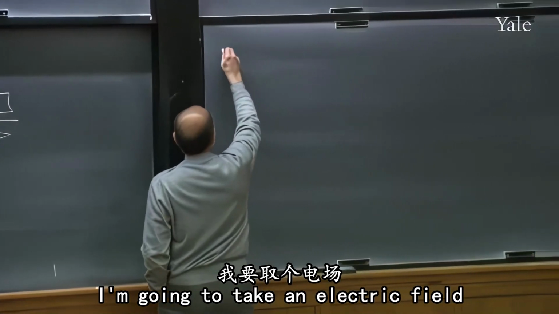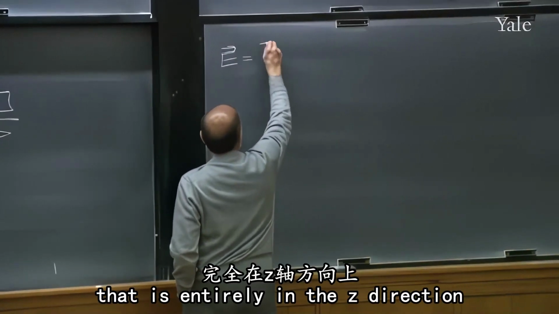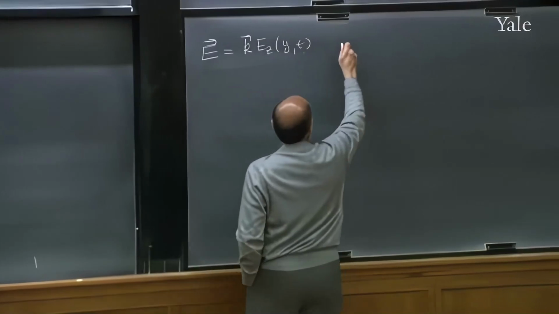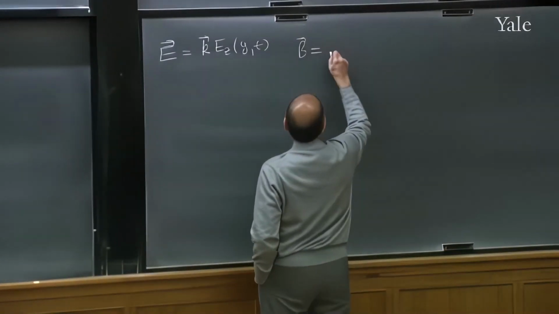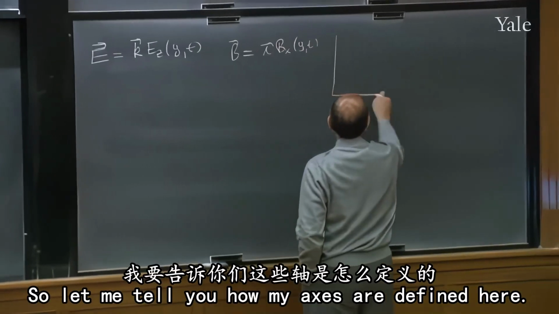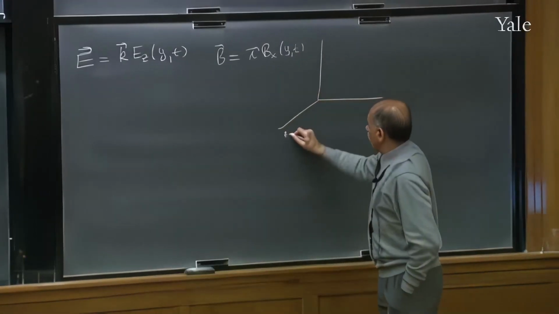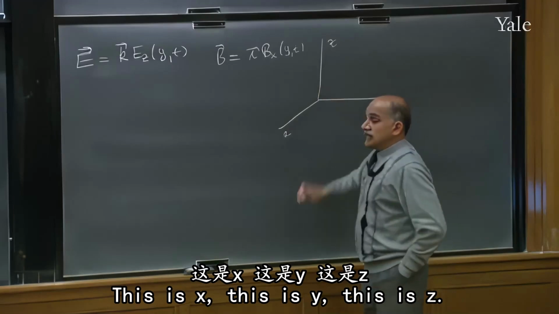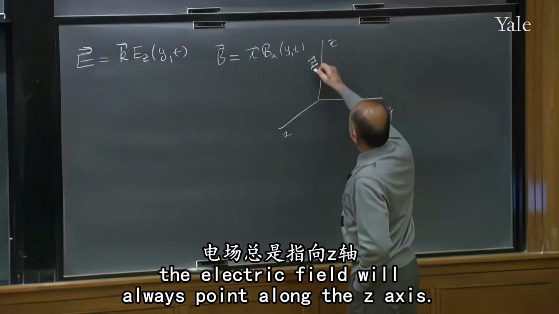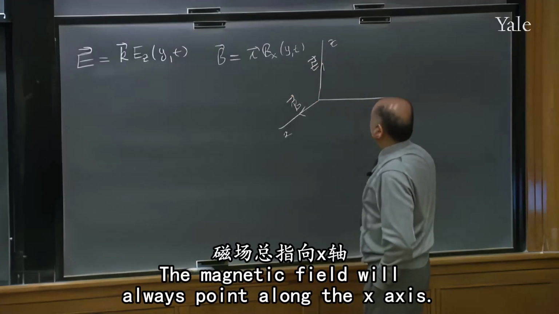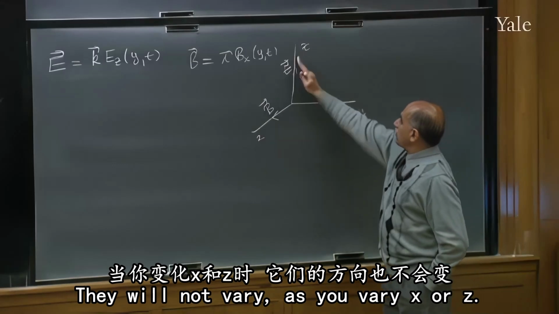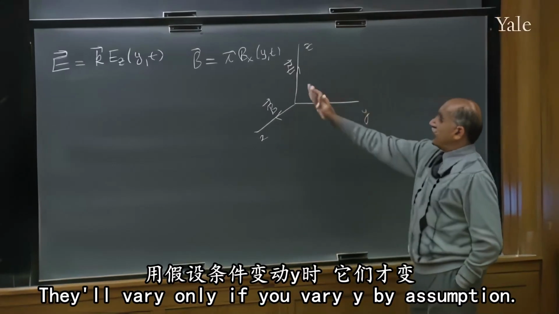I'm going to take an electric field that is entirely in the z direction, and the z field will depend on y and t, and I'm going to take a magnetic field which is going to be in the x direction, and the B field is going to depend on y and t. So let me tell you how my axes are defined here. This is x, this is y, this is z. The electric field will always point along the z-axis. The magnetic field will always point along the x-axis. They will not vary as you vary x or z. They'll vary only if you vary y by assumption.